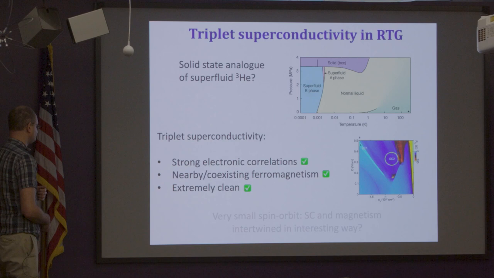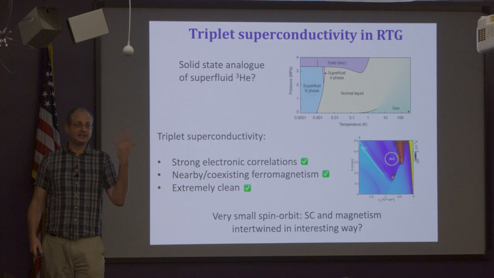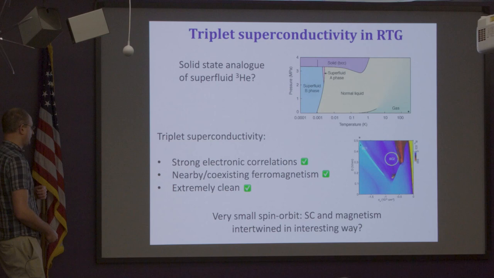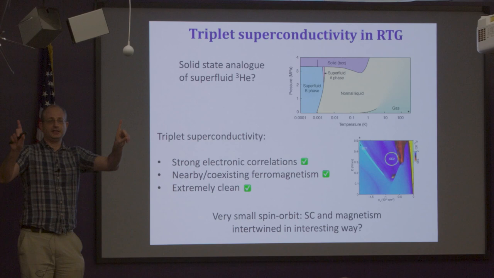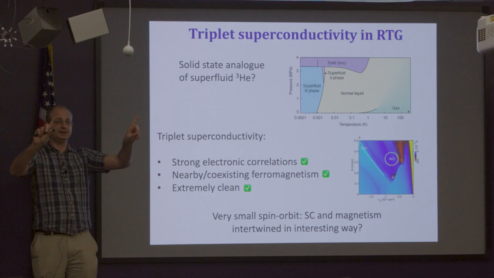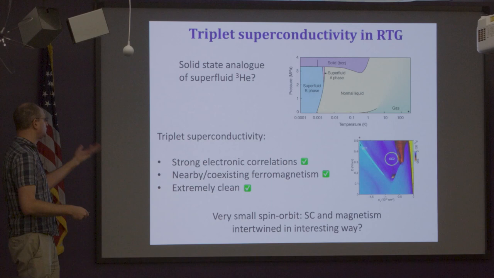In addition, in the systems on BN, spin orbit coupling is weak. It's not zero, but to first approximation, let's neglect it. And then a spin polarized triplet has this interesting degree of freedom of the orientation of the spin, which is free to rotate in spin space, and that can intertwine with superconductivity in an interesting way.